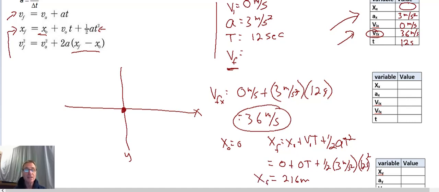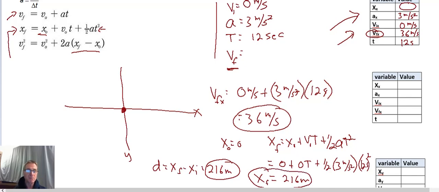Now, since I chose x initial to be 0, my displacement is going to be x final minus x initial, which is going to be 216 meters. This is why I generally always pick x initial to be 0, which means that when I get my x final position, that's the same as my displacement. You do have to be careful because it won't always be the case. All right, so let's scroll on down.